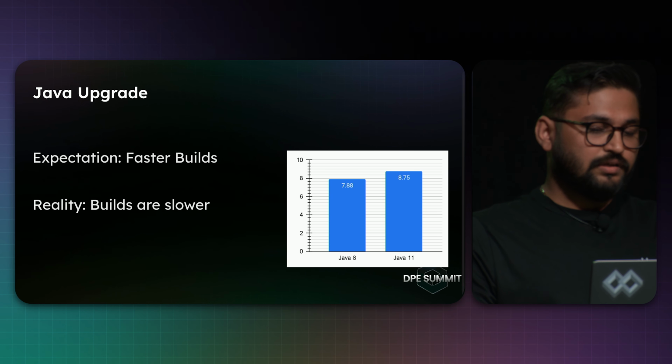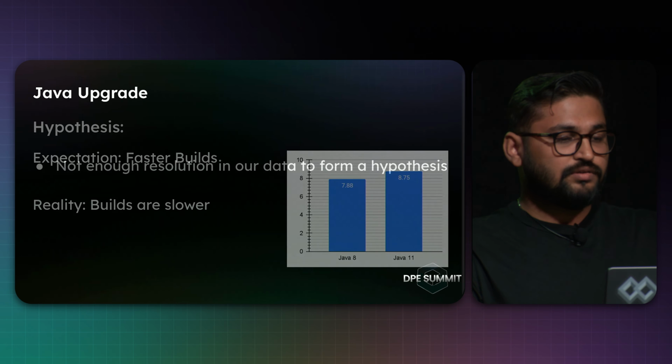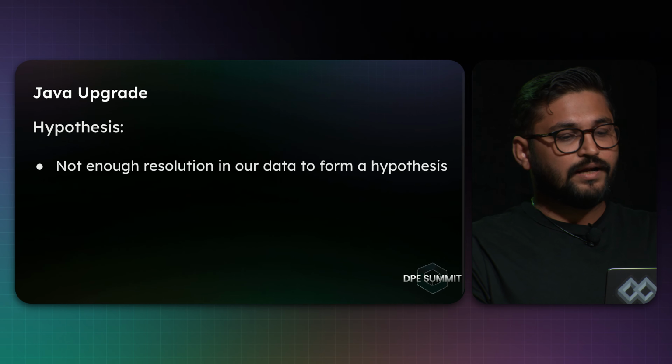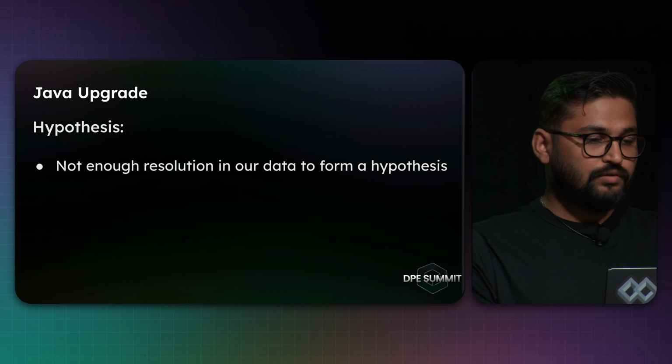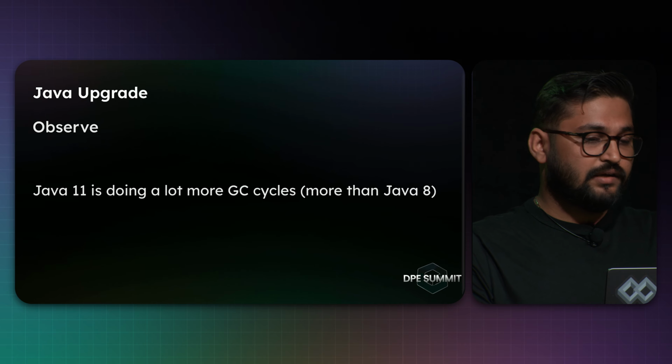When we went into our data, we saw that we again don't have enough resolution in our metrics to form a hypothesis. So we need a better tool to get some deeper measurement. This time we decided to profile the build to see what's actually going on. What we see is that Java 11 is doing a lot more garbage collection cycles, much more than Java 8.